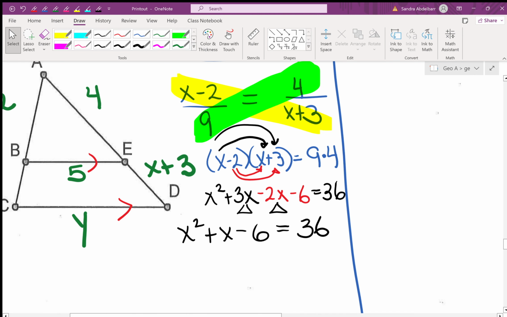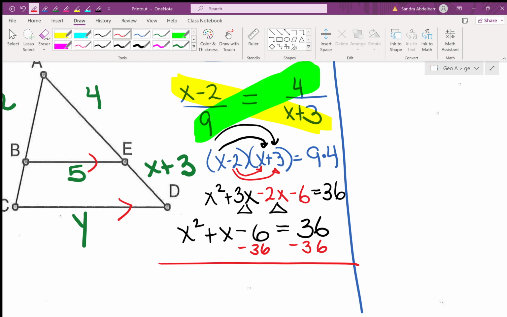What am I going to have to do to solve this? You're going to have to subtract the 36 to set it equal to 0. Why? What are we doing? We're going to have to factor, and when we factor, it must equal 0. You cannot factor if it doesn't equal 0. So we're going to go ahead and subtract that 36. So now we're at x squared plus x minus 42 equals 0.